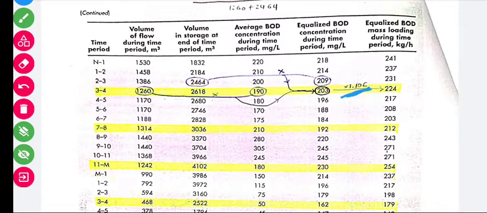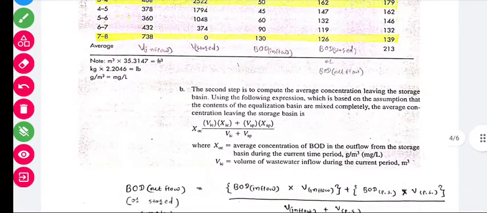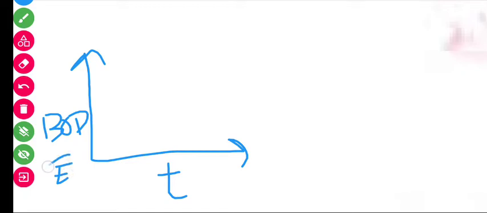Okay, so this last column is the calculated kg per hour BOD of outflow. Now you just have to draw the graph for comparison. How will you draw? Let me explain so that it will be clear. What will the graphs be? One graph will be time versus BOD outflow of equalization, like when equalization is provided.